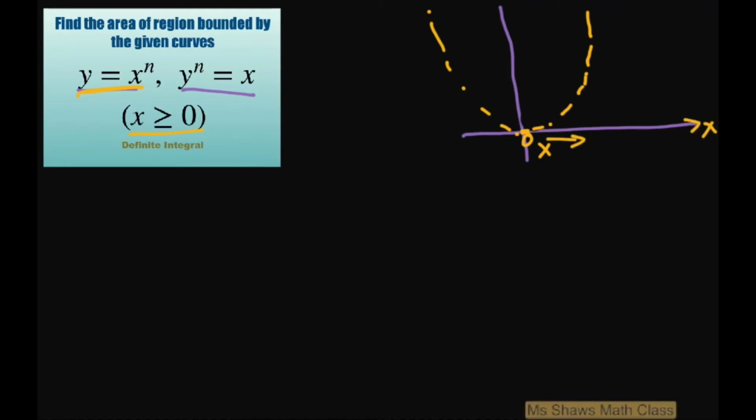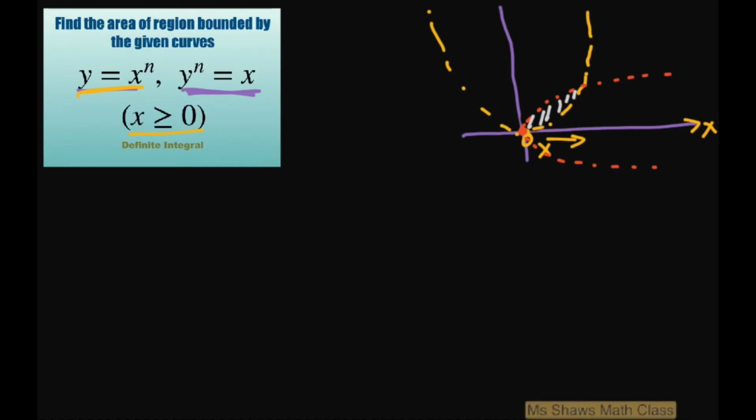This is your x. All right, and then the inverse is just going to open up to the right here. So this would be going up here like this, or down here. But the shaded region is going to be right in here.